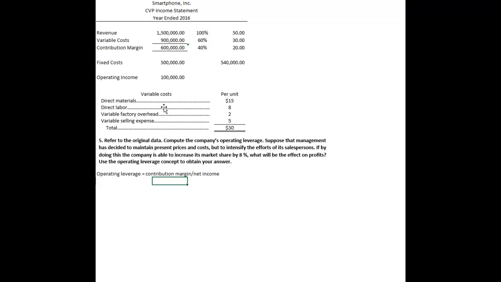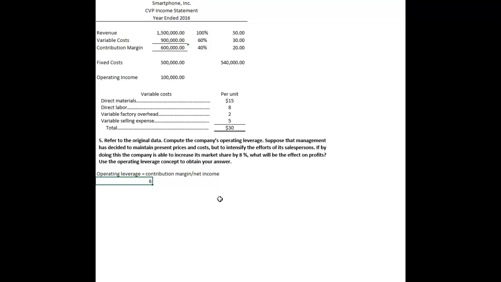But this problem says to go back to the original data, which is listed here, and calculate my operating leverage. Okay, so we're going to do that real quick. I'll do it in this cell here. We're going to take my contribution margin, right here, the 600 grand, and we're going to divide that by my net income, which is 100 grand. So I could do that in my head, right? It's 6. So my operating leverage is 6.